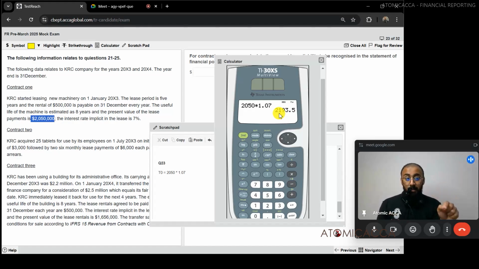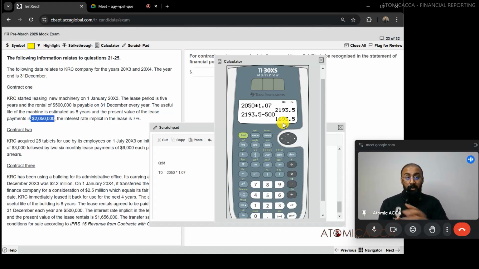And at that day, what will happen? You will minus out the lease rental. How much is the lease rental? 500,000. So 2193.5 minus 500 is equal to 1693.5. This is the first year ending.